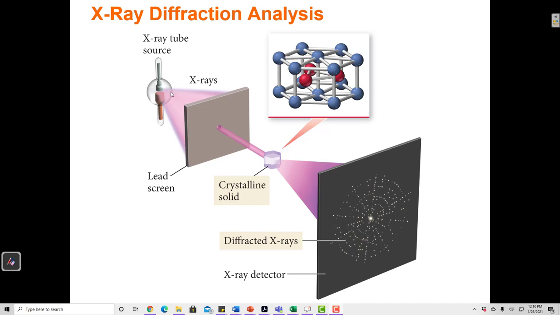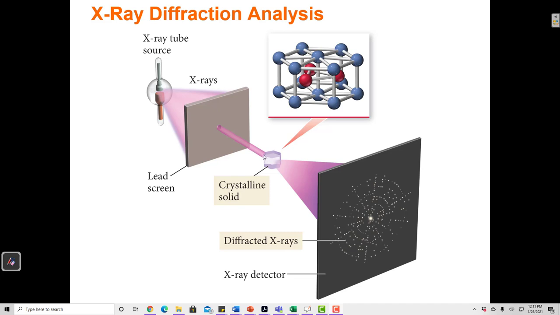In X-ray diffraction, the way this works is that we have an X-ray tube source, some way to generate X-rays. X-rays are emitted from the source in all directions, so radiation generally radiates in all directions. If we want to create a beam of X-rays, we have to put it through some kind of lead screen with a hole, so it blocks most of that radiation, but only a small beam can come through. The beam of X-rays comes through and hits whatever solid we're looking at.